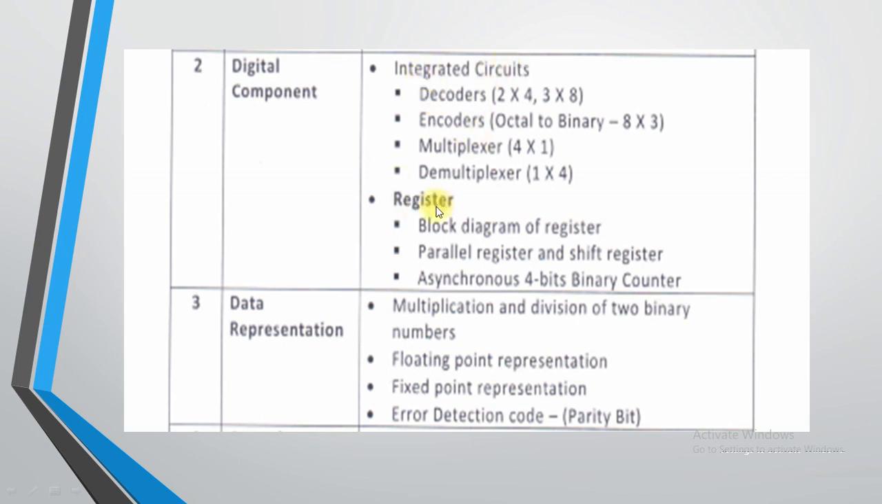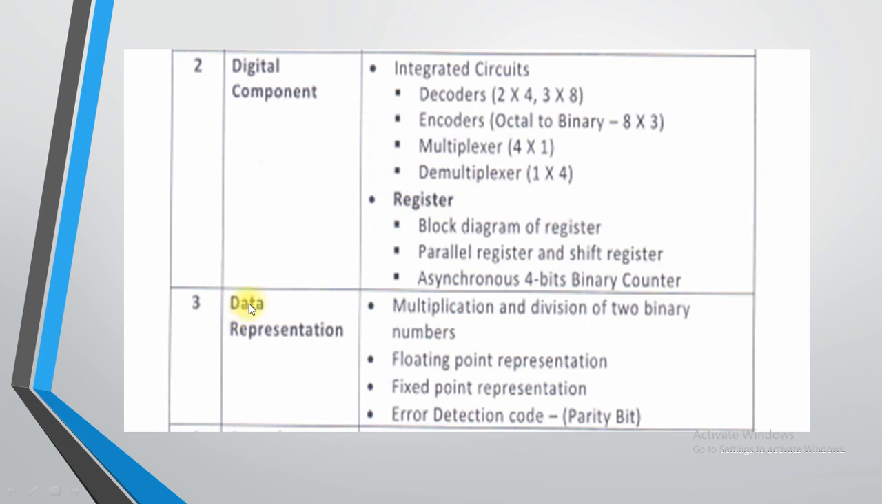And next is registers. We will see the block diagram of registers. There are two types of register. Number 1, parallel register. Number 2, shift register. And asynchronous 4-bit binary counter. So these three topics are related to registers.